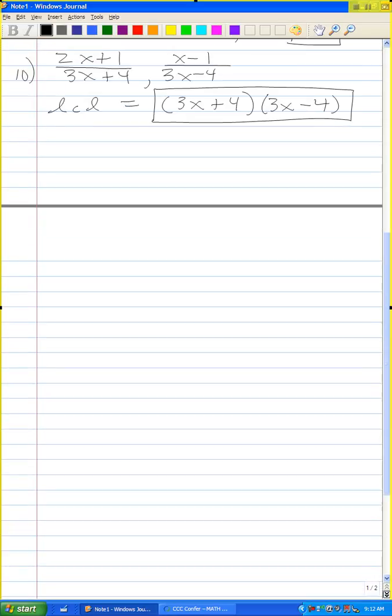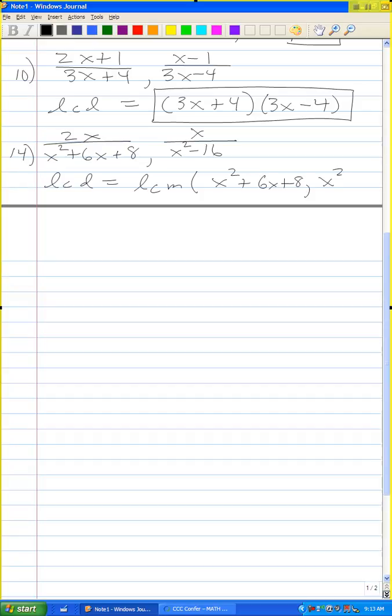Let me do problem number 14. 2x over x squared plus 6x plus 8, and x over x squared minus 16. So I want to find the least common denominator, which is the least common multiple of the denominators, x squared plus 6x plus 8 and x squared minus 16.